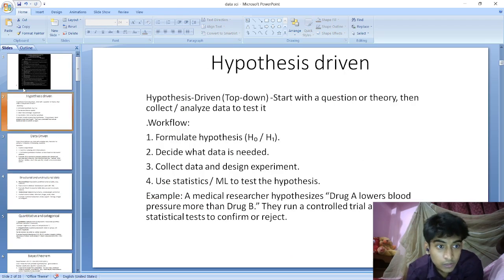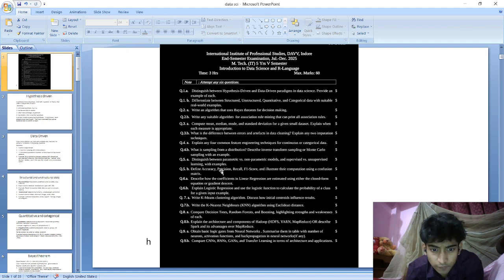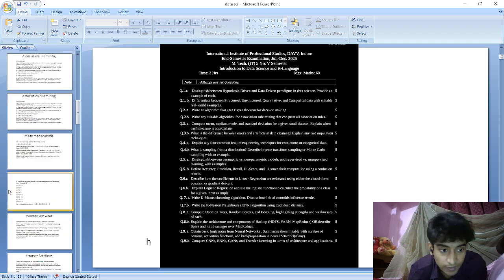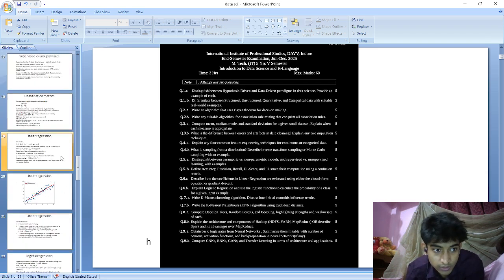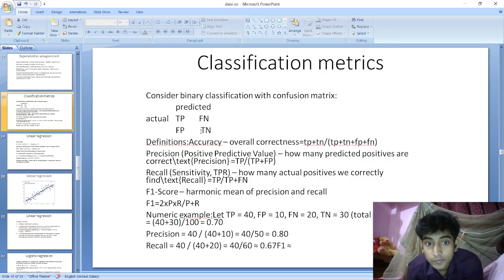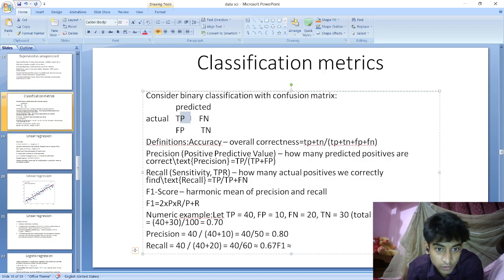Now let's see part B. Define accuracy, precision, recall, F1 score, and illustrate their computation using a confusion matrix. Okay, so let's see the classification metrics. Here is a confusion matrix with actual yes, actual no, predicted yes, predicted no. If it is actually yes and predicted yes, then we get a true positive. Similarly, false negative, false positive, and true negative. Right? Here, let's discuss the different metrics.